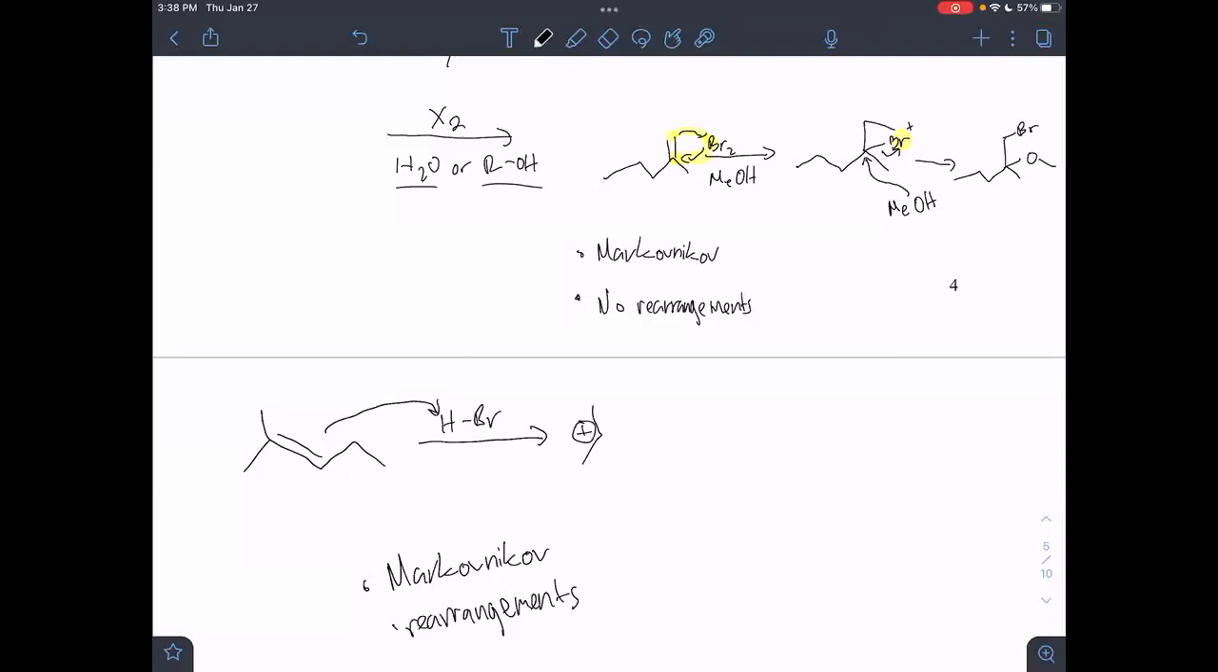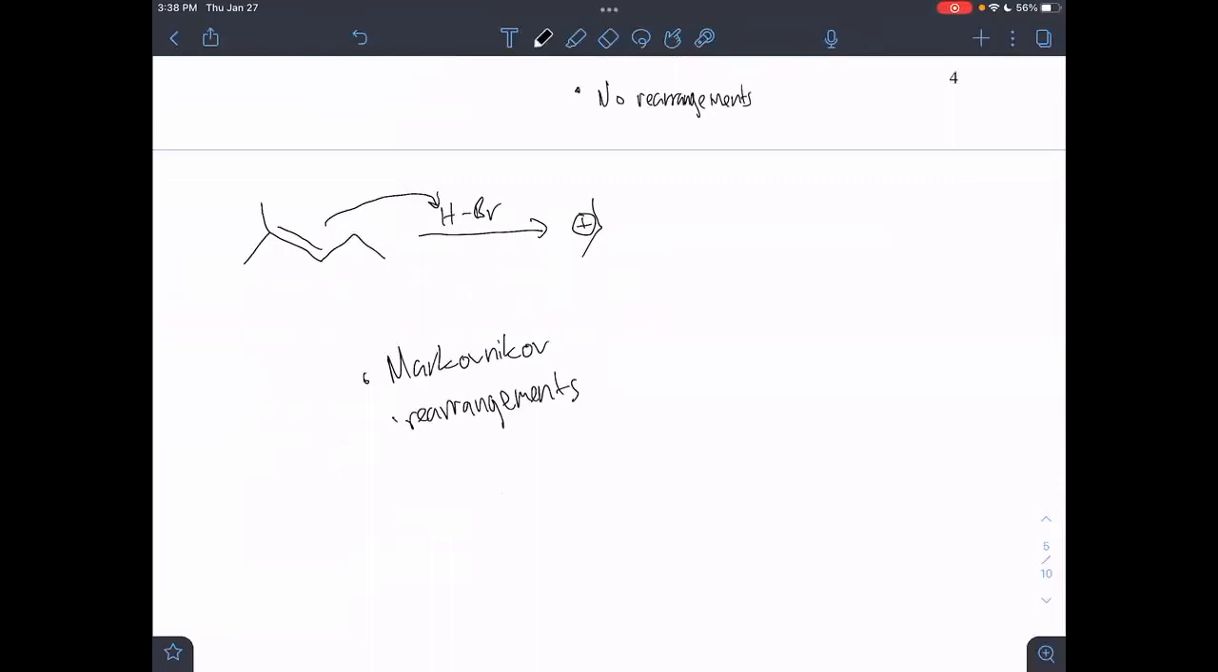It's Markovnikov's when the alkene opens up. The carbocation goes on the more substituted side. So we get that. We get our H attached to the less substituted side. Now we have a bromide ion, which is going to go and attack the electrophilic carbocation.